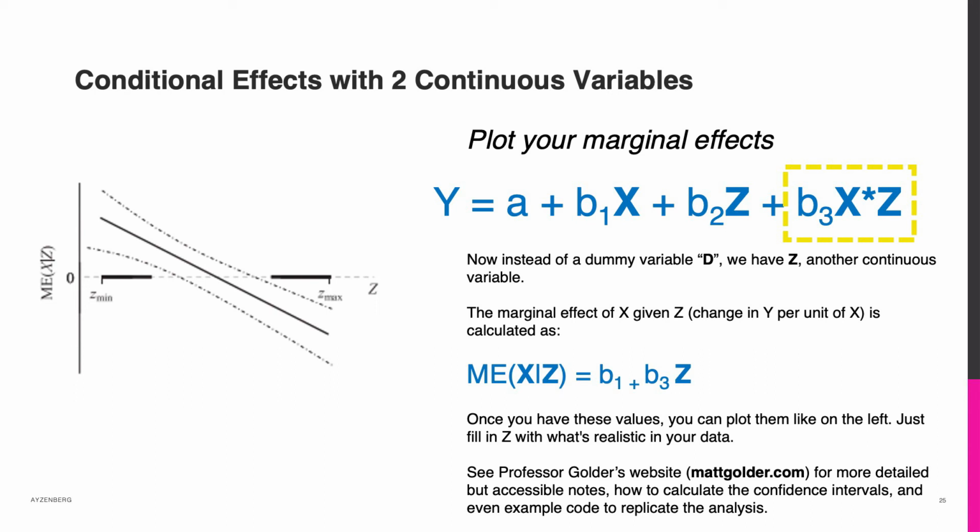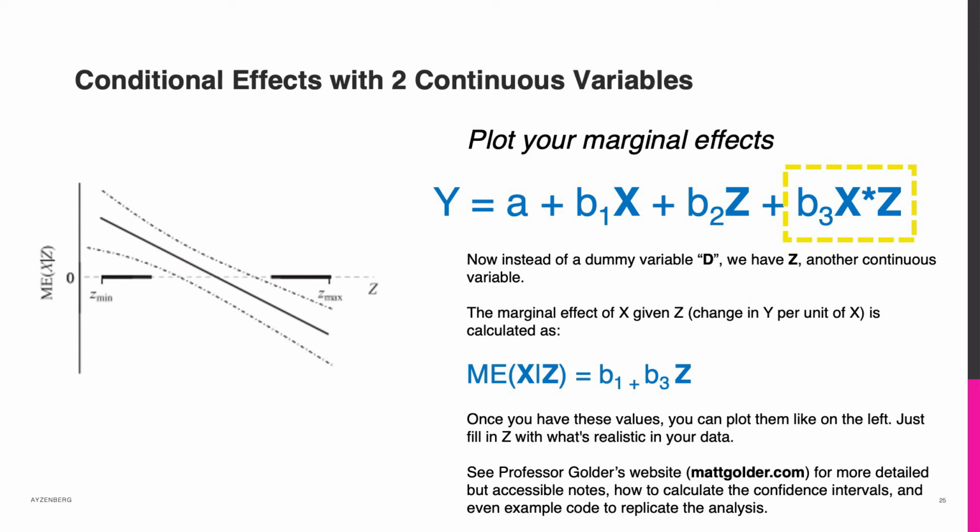This is really just an extension of our earlier model we reviewed. Instead of that dummy variable interacting with x, we now have a second continuous variable z. Again, we can't just interpret the betas in isolation. We have to calculate the marginal effect. So our marginal effect of x, that is how x influences y, is calculated as beta 1 plus beta 3 times the value of z you're interested in. So you decide, in this case, what the value of z is, and you calculate the plot.